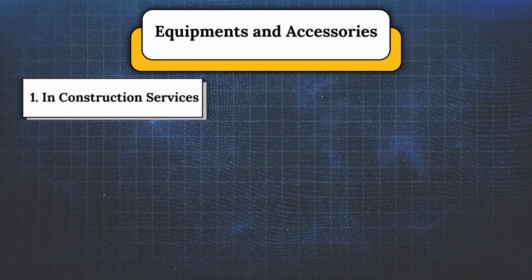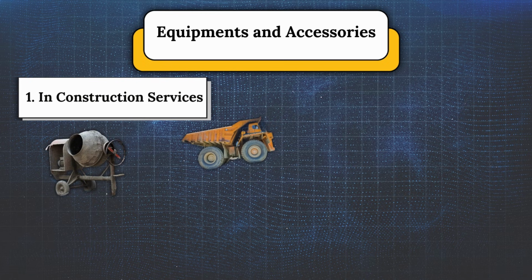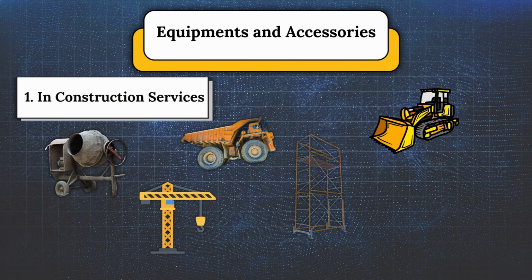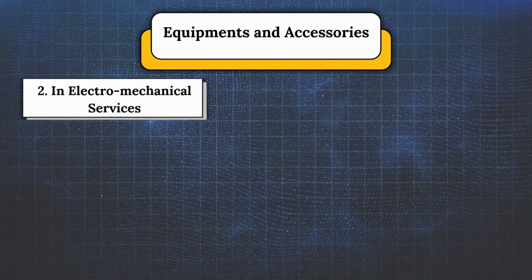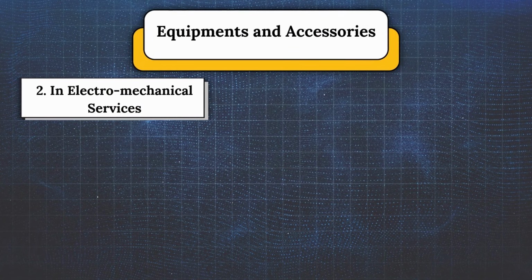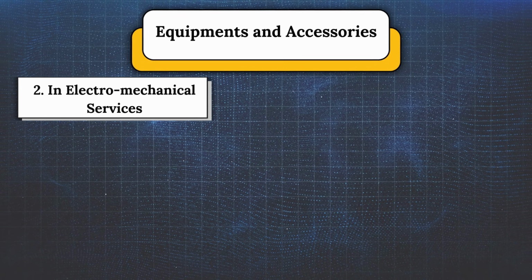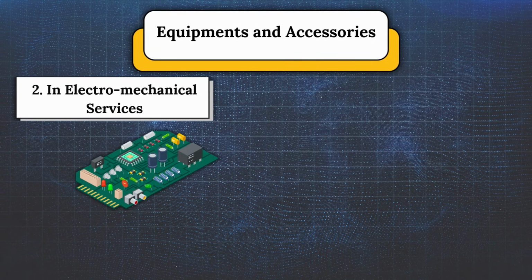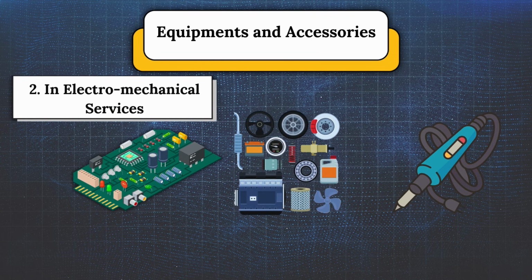Number 1. In construction services. It includes equipment and accessories could include concrete mixers, dump trucks, loaders, cranes, scaffolding, and safety gear. Number 2. In electromechanical services. It includes equipment and accessories could include electronic components such as circuit boards, machinery parts such as gears and motors, and tools such as soldering irons.